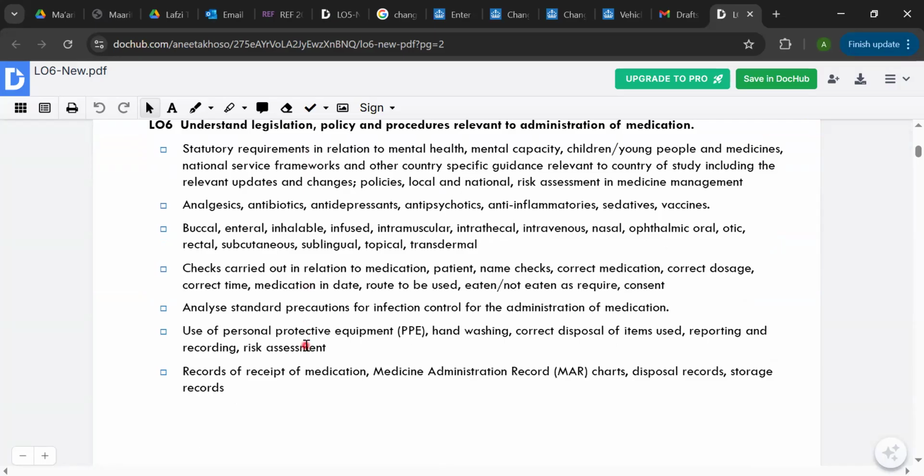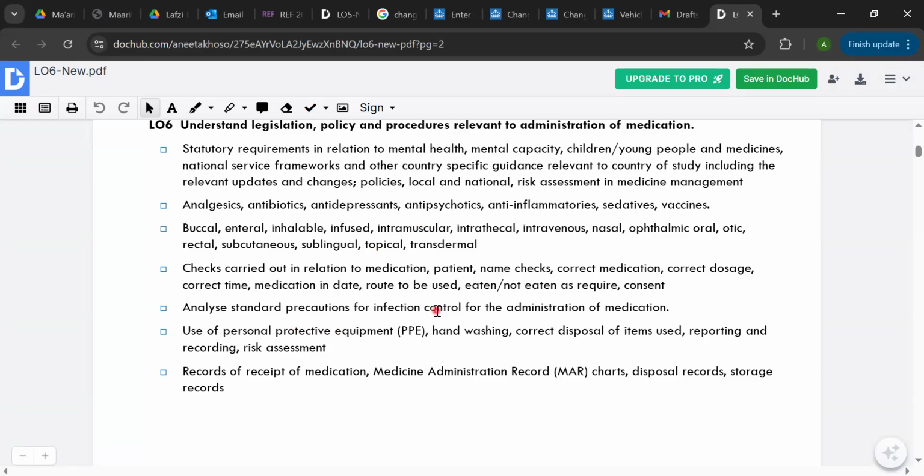Stay safe, everyone. So, learning outcome 6 focuses on the statutory requirements in relation to mental health, mental capacity, children and young people. We'll talk about analgesics, antibiotics, antidepressants. How do we give them? What is the safe way of giving them? What routes are you following to give them?